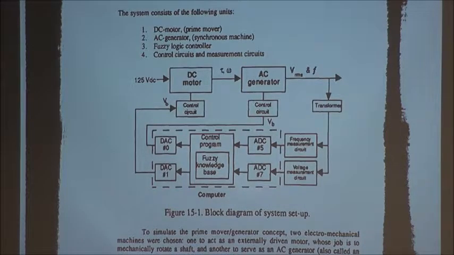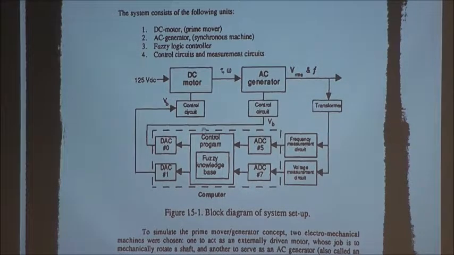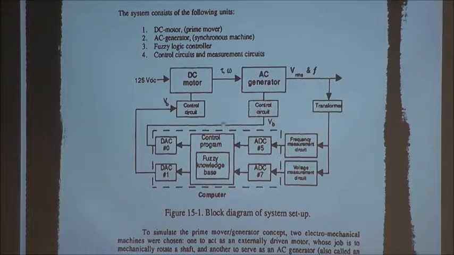Okay? So this is the actual hardware experiment in the lab, the setup. You have a fuzzy logic controller. It's all on a computer in the dash line. You have two digital to analog converters, two analog to digital converters. You have frequency measurement, voltage measurement. You have a transformer here, and you have a control circuit here and a control circuit here. So they close the loop and they actually run the experiment.